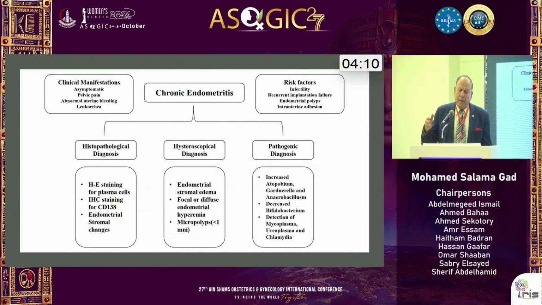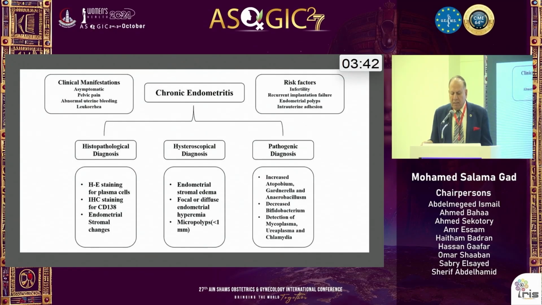Mr. Chairman, my dear audience, chronic endometritis can manifest as asymptomatic pelvic pain, abnormal uterine bleeding, and leukorrhea, and is a risk factor for infertility, recurrent implantation failure, and intrauterine adhesion. The histopathologic diagnosis is the proof. Hysteroscopy has a role.